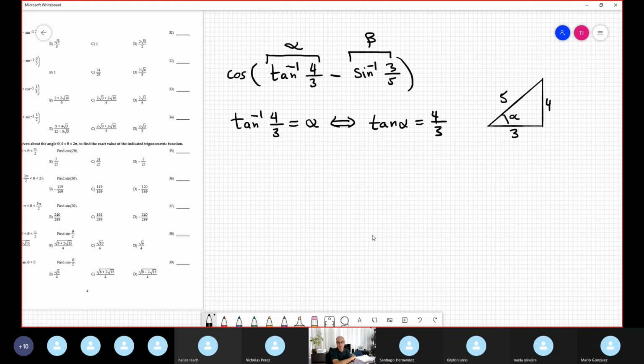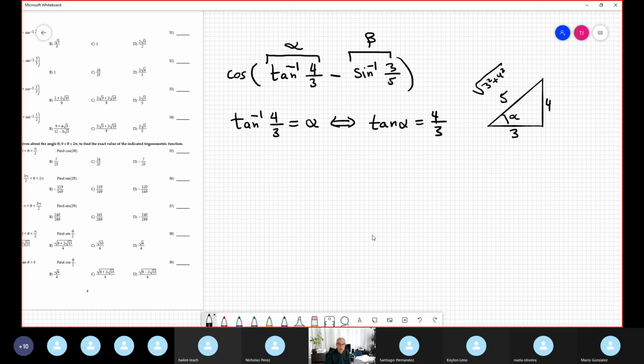Okay, 5 comes from the square root of 3 square plus 4 square, no? 3 square is 9, plus 4 square is 16, it's 25, and square root of 25 is 5. But I know by memory the famous 3, 4, 5 triangle. And for a moment, keep it like that. Stop here.